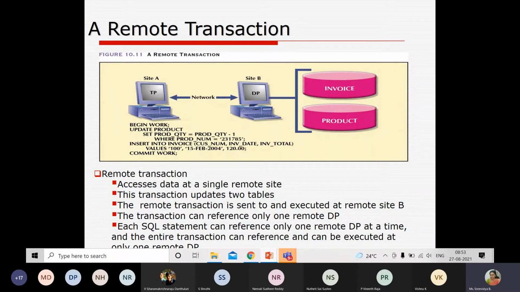Now I can relate this to distribution transparency. What type of distribution transparency is this? I don't know about the node, I don't know about fragmentation. Then what is the type of transparency it is? Distribution transparency it is. There are three different types. It can be fragment transparency, it can be location transparency, and it can be local mapping transparency. So which one is this particular type?